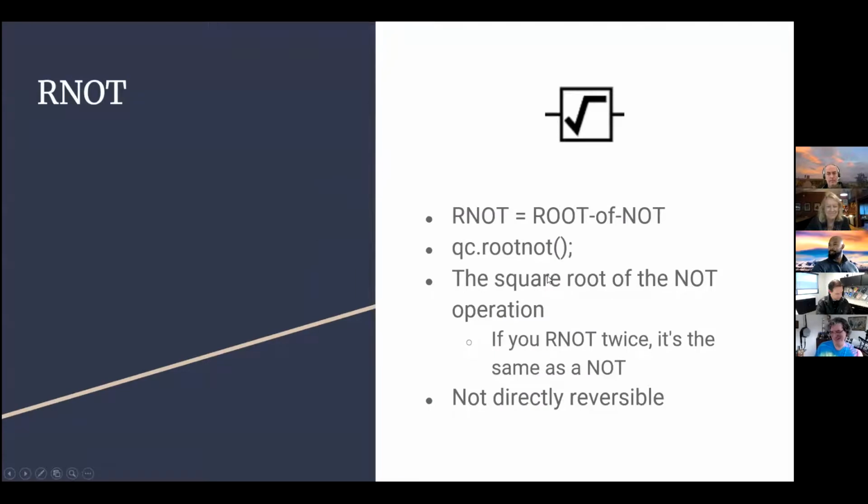So that's the R naught. And in this case, I put that it's not directly reversible, meaning I can't really undo an R naught operation. But as we'll see in just a second, you can reverse it with a little bit more ingenuity.